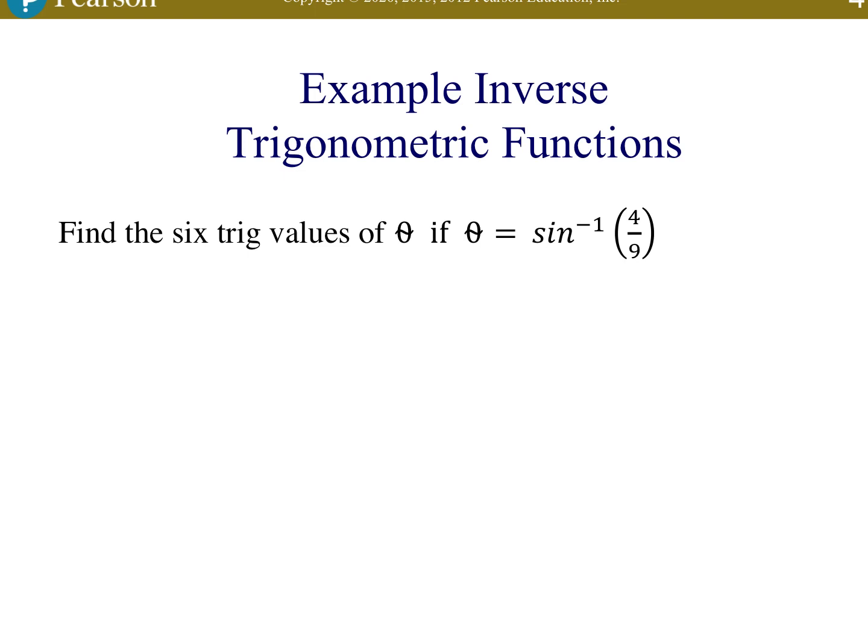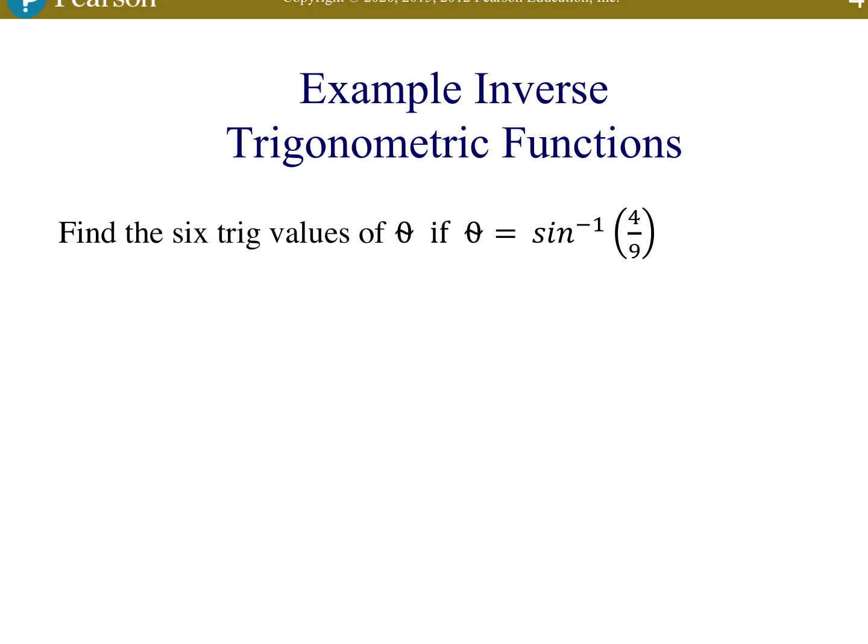The sine inverse of 4 over 9. Is 4 over 9 on the unit circle? No. Okay, it's not. So then we use a triangle instead. So 4 over 9 is not on the unit circle. It's not like square root 3 over 2 or one of these nice ones. It's a right triangle.